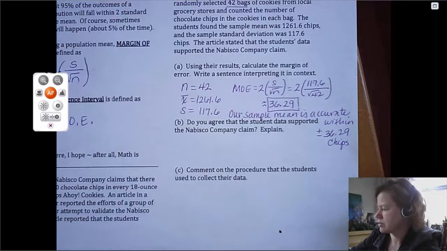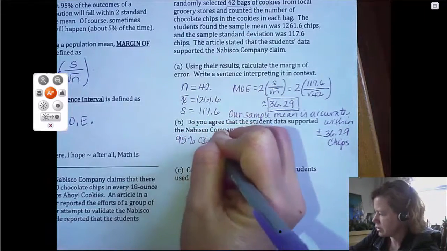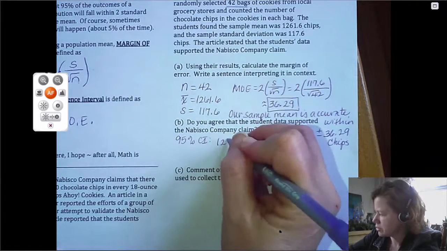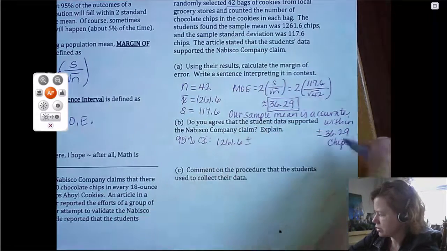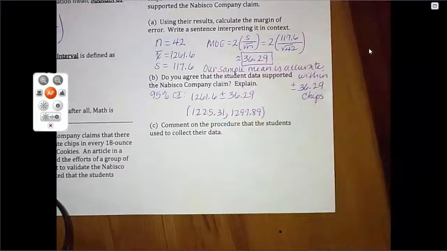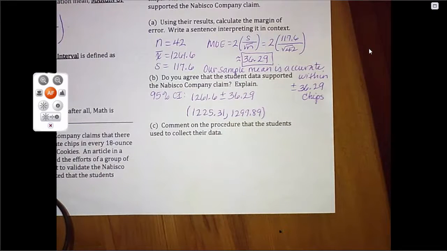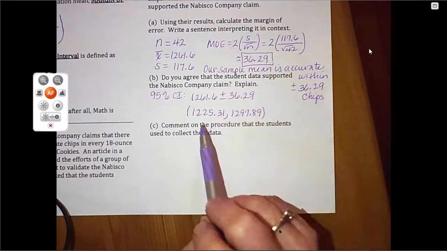Do you agree that the student data supported the Nabisco company claim? So let's really follow through with that. So our 95% confidence interval, we'll take our sample mean, 1,261.6, and add and subtract our margin of error, 36.29, from it. So our 95% confidence interval is between 1,225.31 and 1,297.89.